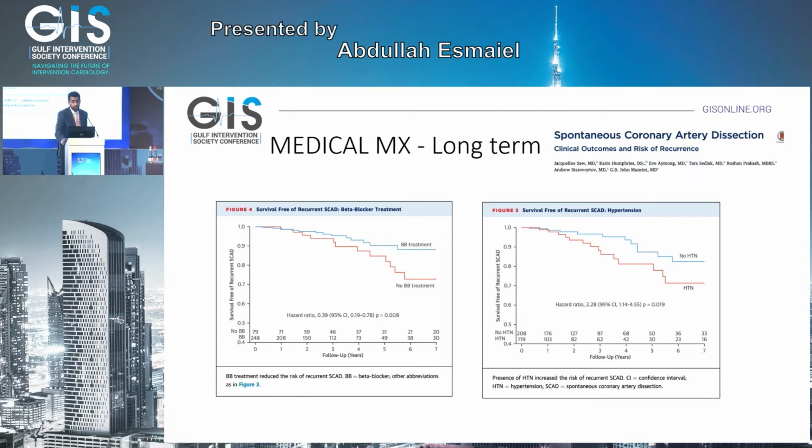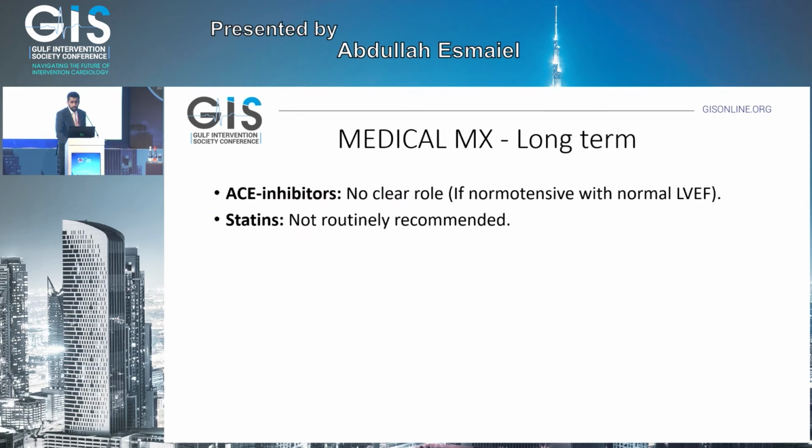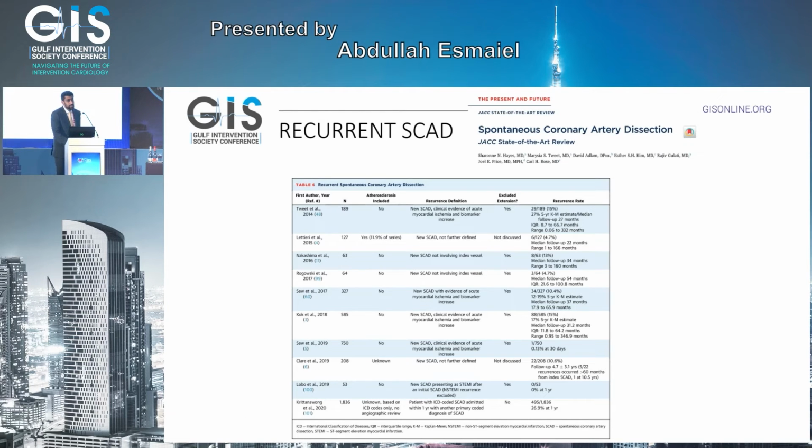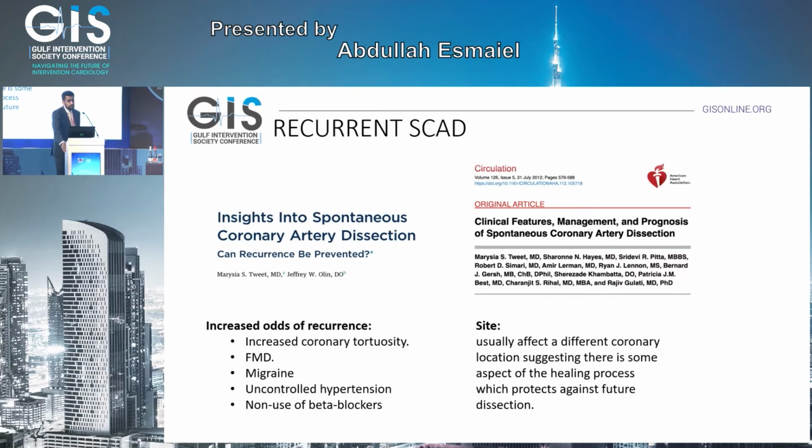with long-term aspirin. What's important is blood pressure control and beta blockers. Beta blockers have been shown to reduce your risk of SCAD recurrence, and good blood pressure control as well. No role for ACE inhibitors or statins unless you are hypertensive, or you have LV dysfunction, or you're dyslipidemic. Recurrent SCAD is anywhere between 5 to 15%, and what increases your risk of recurrence is increased tortuosity, FMD, history of migraine, uncontrolled hypertension, and non-use of beta blockers.